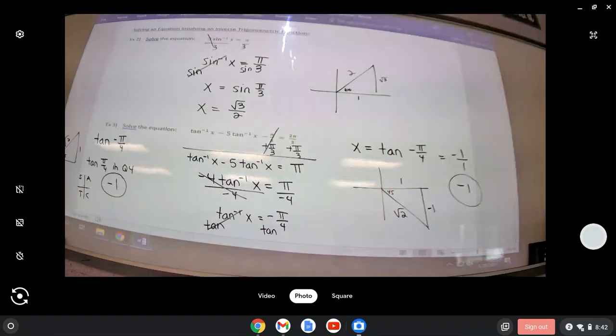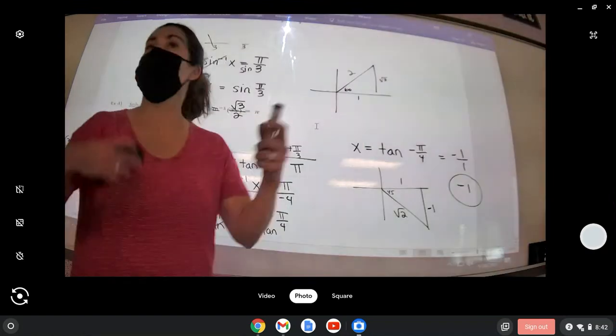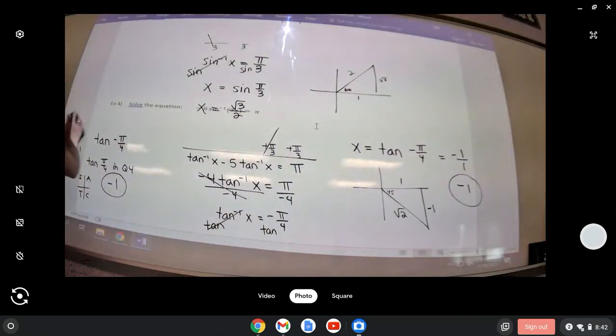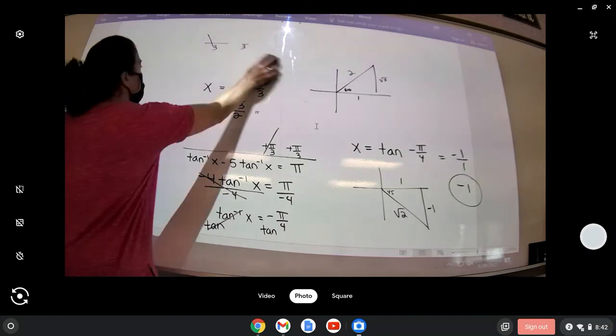All right, let's try the last one. The last one has a little bit of a hiccup because technically there's a period change that would have happened to this function, and I'll explain that in a second.